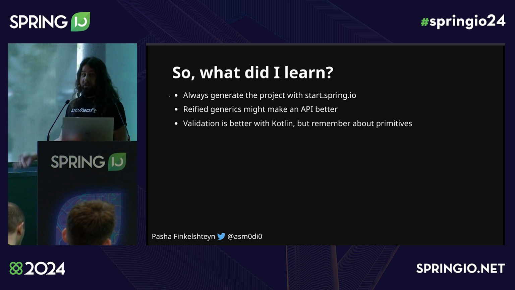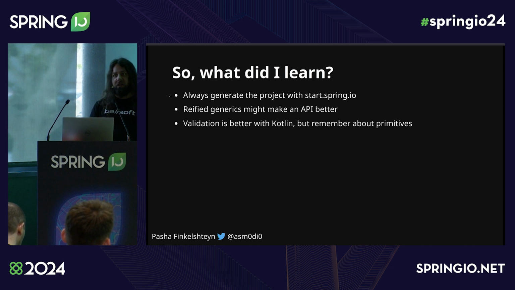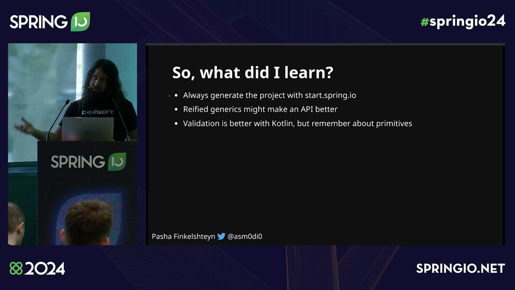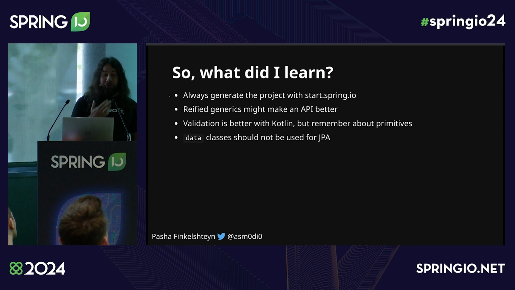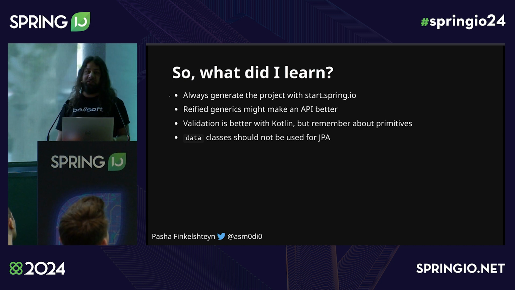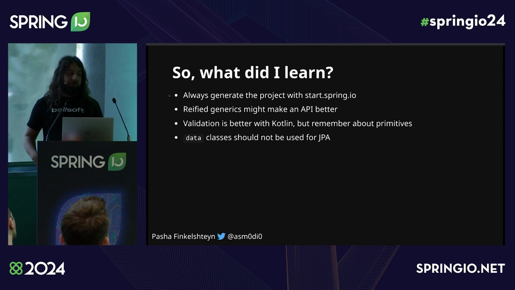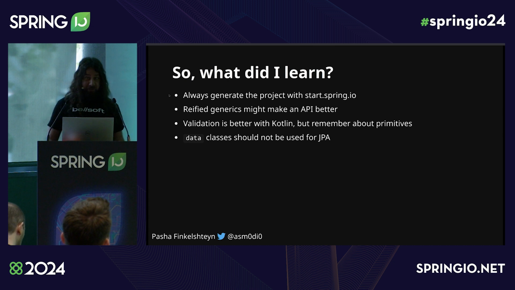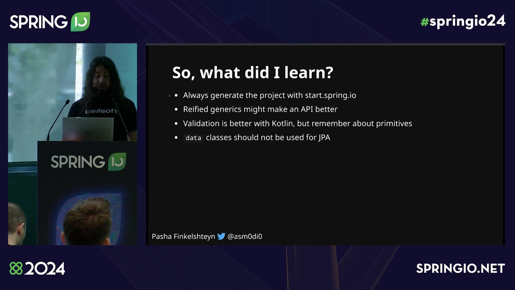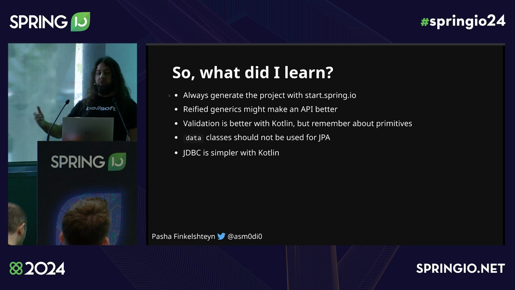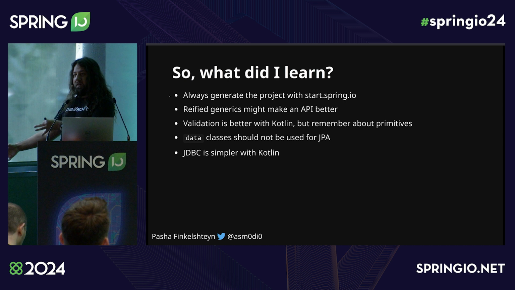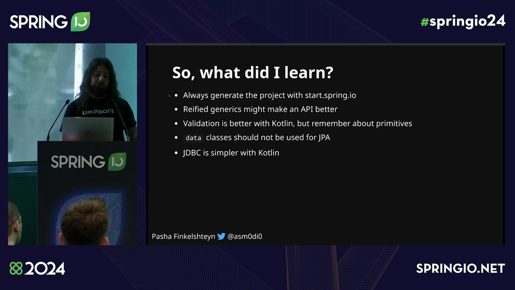Validation is better with Kotlin. You shouldn't put not null on every argument you use. I wanted to put a word there, but I will skip it. Data classes should not be used with JPA. That's a bad idea. It won't do any good, really, even though data classes are nice by themselves. JDBC is also simpler with Kotlin because it's just more readable, especially for big queries, because you can put mappers at the end of your function call, not at the beginning.